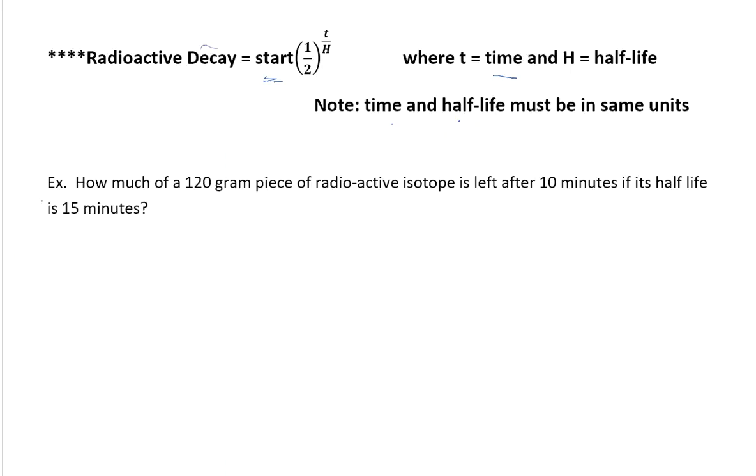So a quick example. We are asked how much of a 120-gram piece of radioactive isotope is left after 10 minutes if its half-life is 15 minutes. So substituting in the numbers, we have 120 for our starting. It's a half-life problem, so the growth is always going to be a half. And now we have to set up the fraction. The top number is how much time has gone by. Well, we were asked to find after 10 minutes, and this has an active half-life of 15 minutes. So the fraction is 10 over 15.